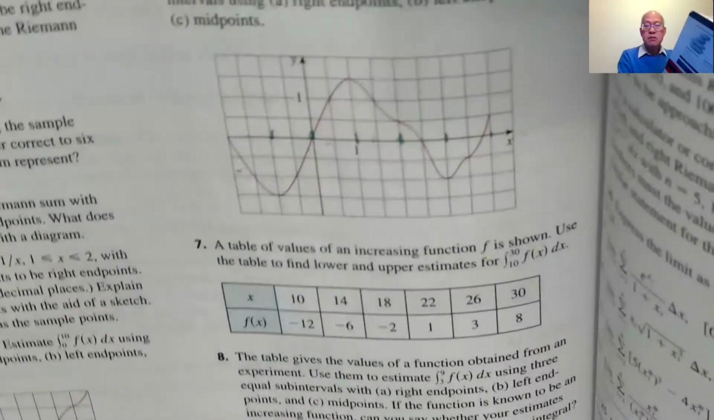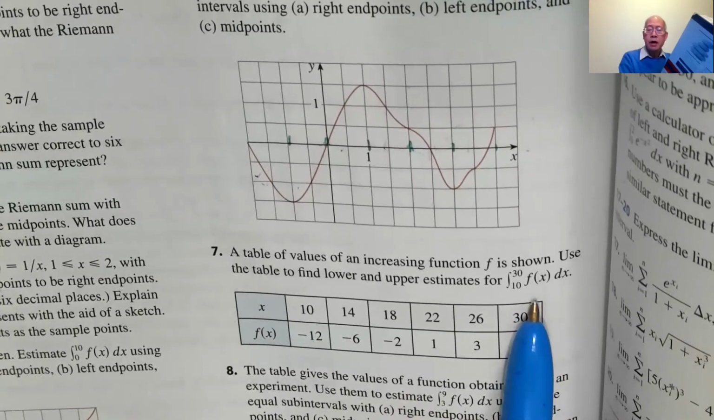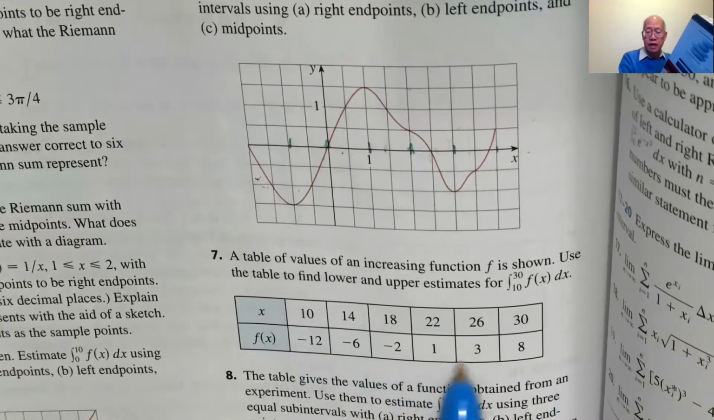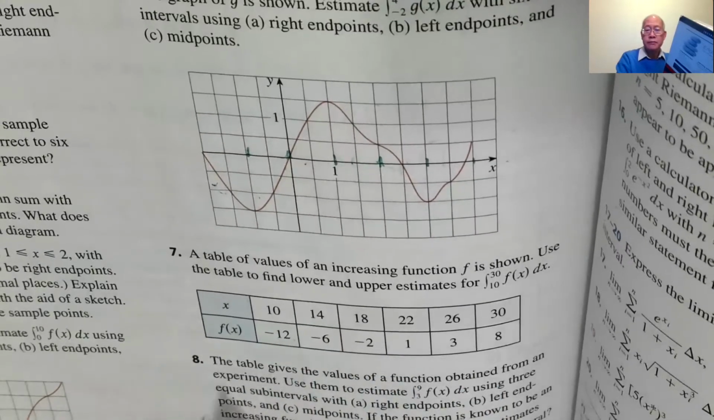Okay, 7. Notice again the notation: integral from 10 to 30 of f of x dx. The net area above the x-axis looks like there's some that are negative and some that are positive, going from 10 to 30. So it looks like delta x is 4: 10, 14, 18, 22, 26, 30.